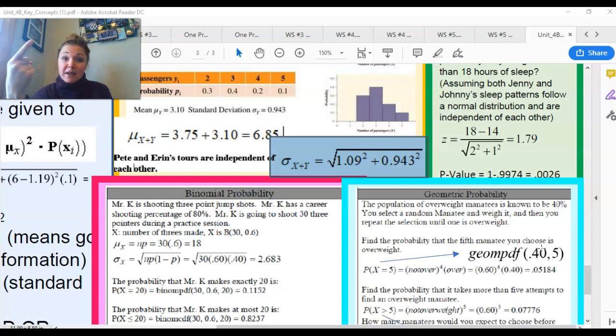B stands for binary. There's a success, there's a failure. I stands for independent. Each trial is independent of each other. N stands for the number of trials are fixed. And S means the probability of success is the same for each event, okay? So let's just quickly go through here. It says Mr. K is shooting a 3-point jump shot.